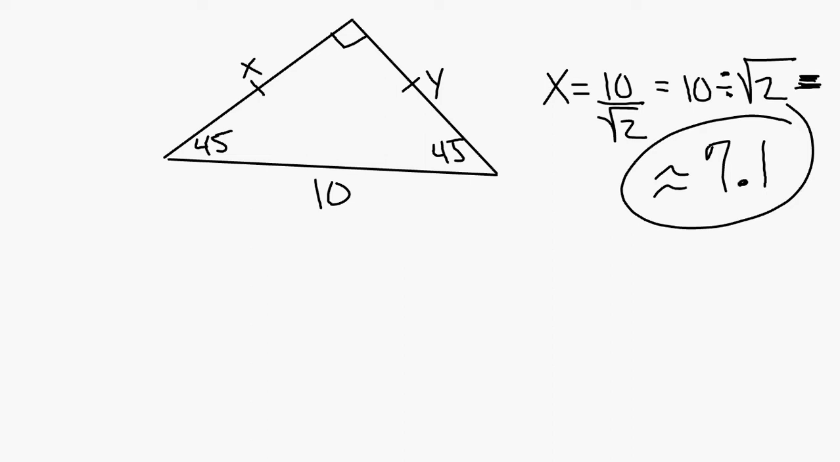45, 45, 90. Those are the shortcuts on those types of triangles. You don't have to use the Pythagorean theorem. You can use the shortcuts. Got it? All right.